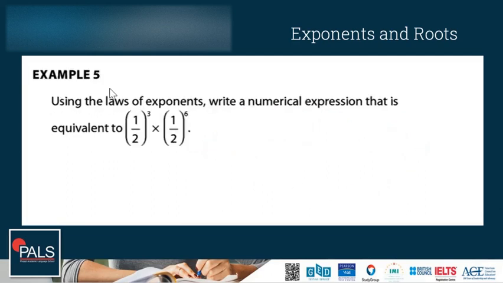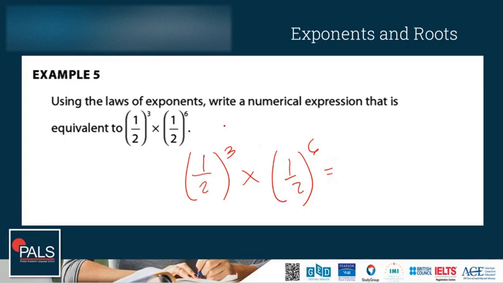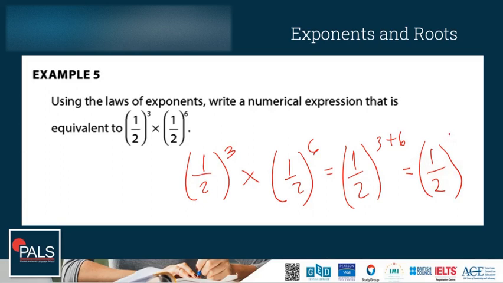Let's try another example. The instruction is, using the laws of exponents, write a numerical expression that is equivalent to 1/2 cubed times 1/2 to the 6th power. Again, we will be writing a numerical expression that is equivalent to the given. So let's write it again: 1/2 cubed times 1/2 to the 6th power. Since the base fraction is the same, we can just add the exponents. So we have 1/2, 3 plus 6. So the answer is 1/2 to the 9th power.